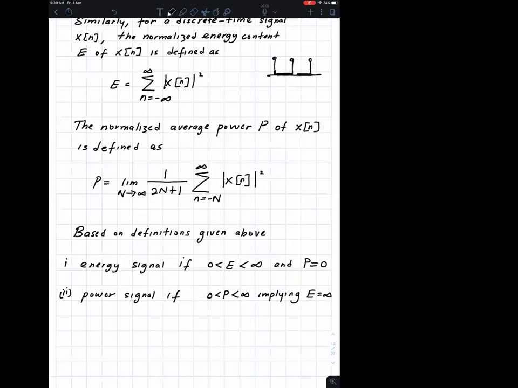For an energy signal, you must get a finite energy value, and then power will be 0. For a power signal, you must get a finite power value, and in that case energy will be infinity. You can just make the statement, or you can calculate and prove it yourself. If you get a finite value for power and calculate the energy, it will give you infinity. Later, we'll do some examples to show you this.